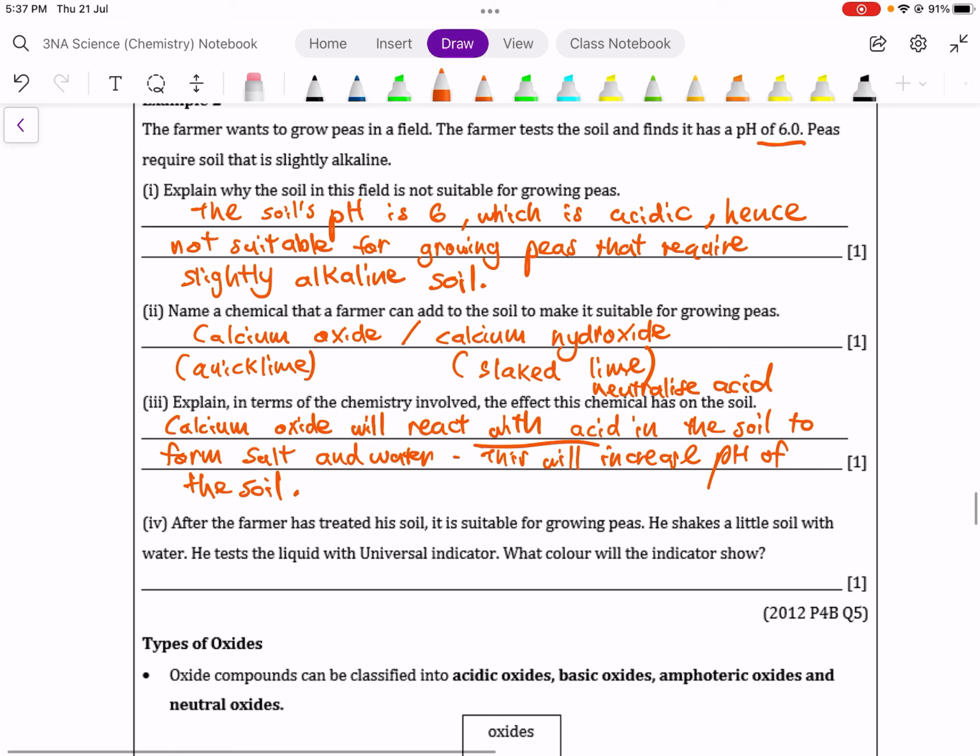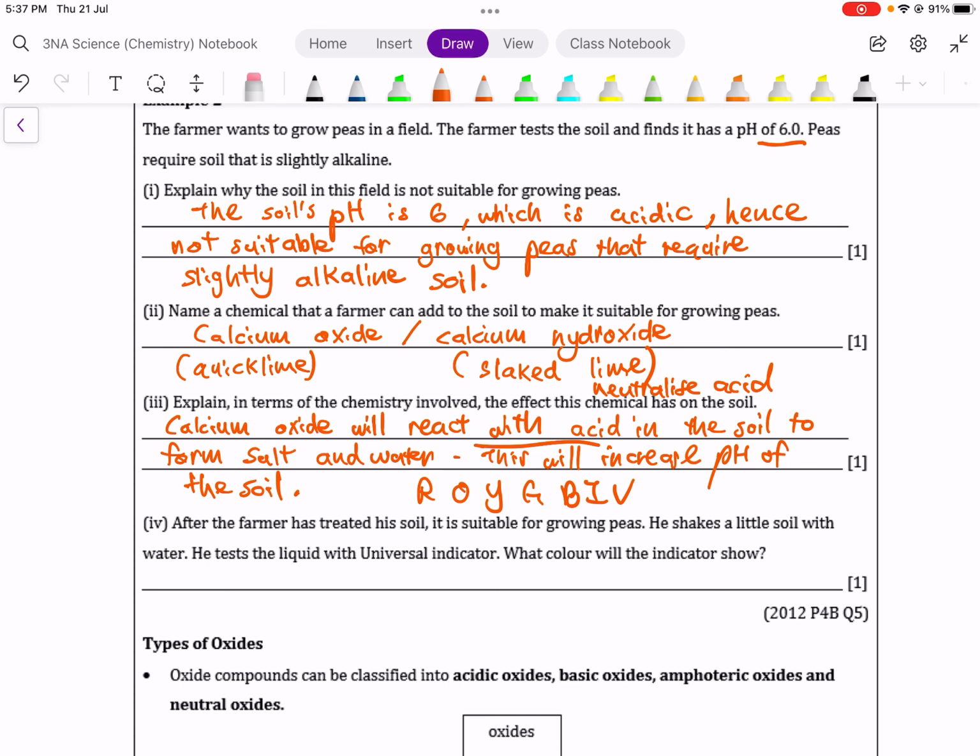Okay, alright, so after the farmer has treated his soil, it is suitable for growing peas. He shakes a little soil with water, so he tests the liquid with universal indicator. So what color will the indicator show? So you use the Roy G. Biv coloring. Okay, red, orange, yellow, green, blue, indigo, violet.